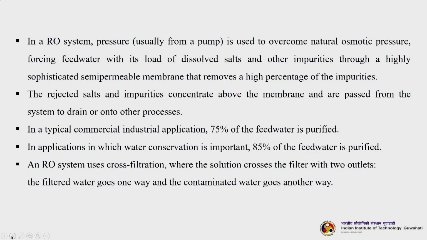In a typical commercial industrial application, 75% of the feed water is purified. In applications in which water conservation is important, almost 85% of the feed water is purified. An RO system usually uses a cross flow filtration mechanism where the solution crosses the filter with two outlets. The filtered water goes one way and the contaminated water goes the other way, in the opposite direction.